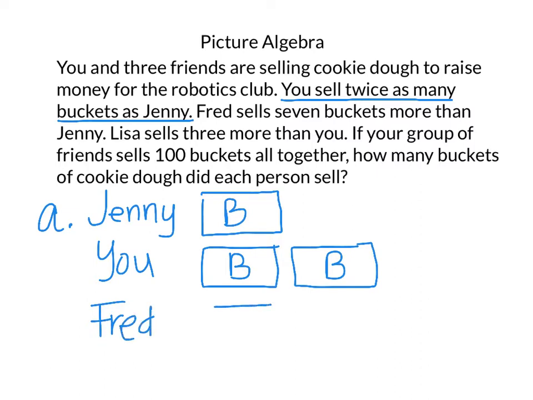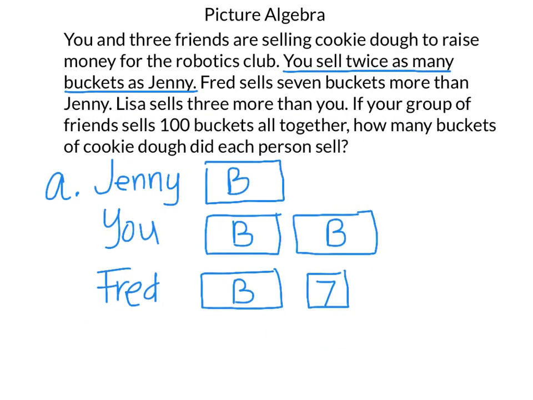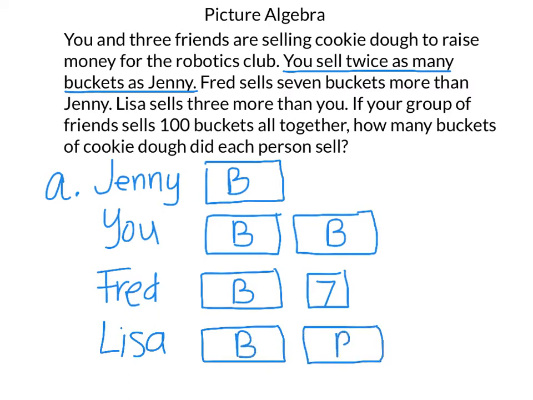Now Fred sells 7 buckets more than Jenny. So he's going to have one of the long rectangles labeled B. But then usually for numbers we just draw a smaller rectangle, even kind of a square, with the actual number in it. And then Lisa sells 3 more than you. So now we're comparing her to you. So 2 rectangles labeled B, because that's what you sold, and then a little rectangle with a 3 in it.